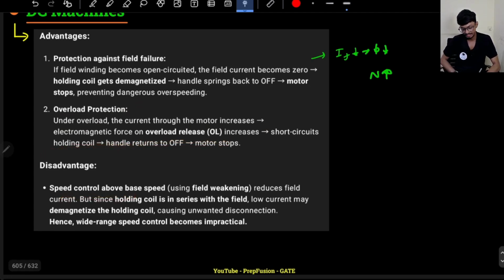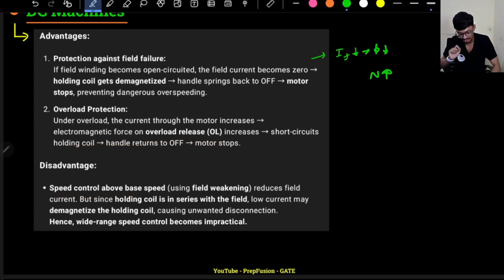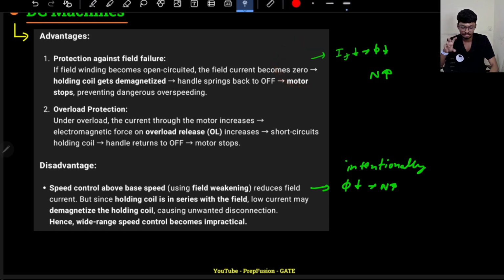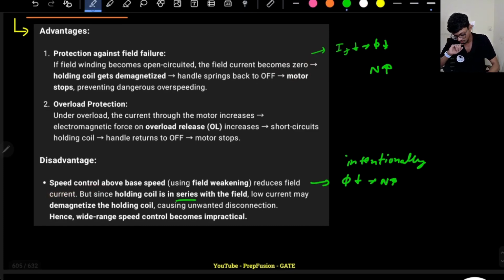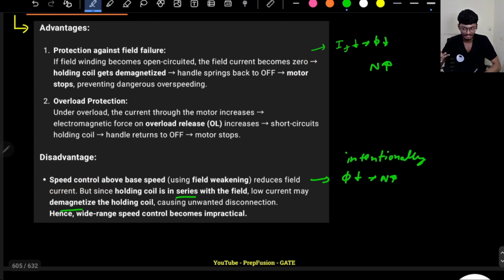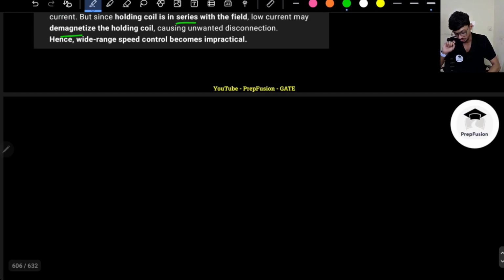Speed control above the base speed is not possible here, because if you remember, we also use a speed control mechanism where we intentionally reduce the flux. We intentionally reduce the flux to do speed control above base speed. But if I have a starter, then I will not be able to do it. If I have a 3-point starter, to be specific, I will not be able to do field flux speed control. Speed above base speed is not possible, because the magnet will become demagnetized and it will go back to the off position. To resolve that, we have a starter named the 4-point starter.